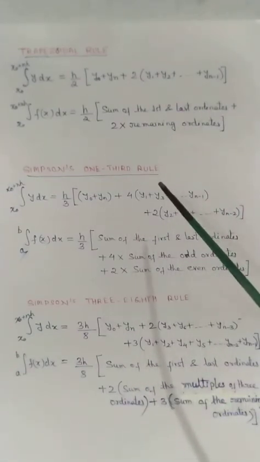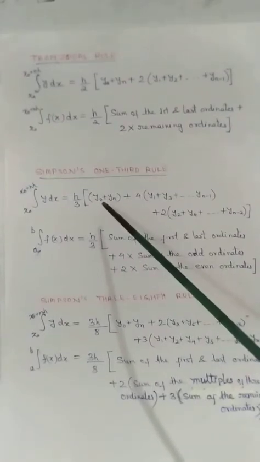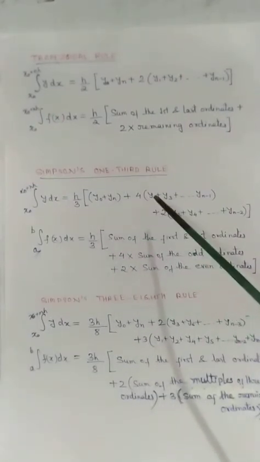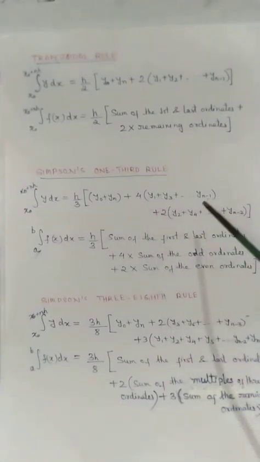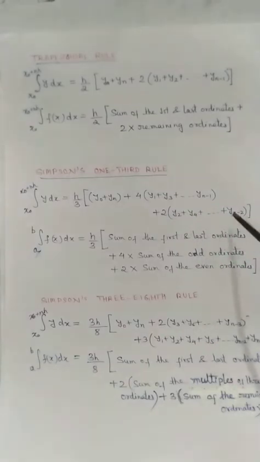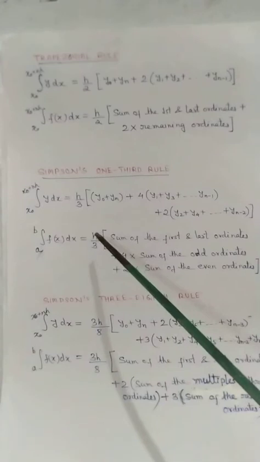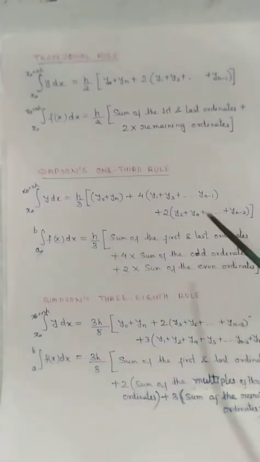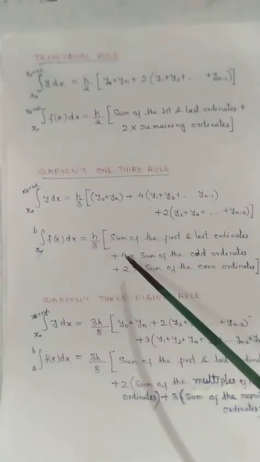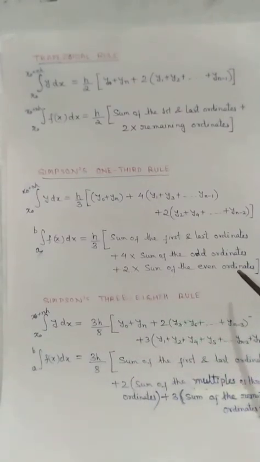And the second formula is Simpson's 1/3 rule. The formula is h/3 times [y0 + yn + 4(y1 + y3 + ... + y(n-1)), that means odd ordinates, plus 2 into even ordinates]. So we summarize: Simpson's 1/3 rule means h/3 times the sum of the first and last ordinates plus 4 into the sum of the odd ordinates plus 2 into the sum of the even ordinates.